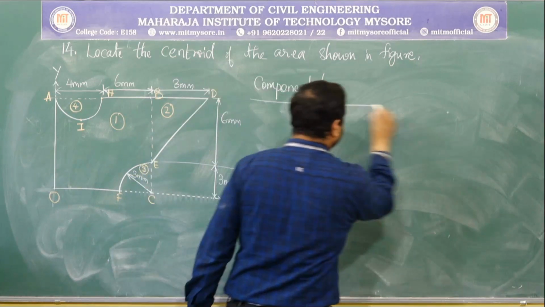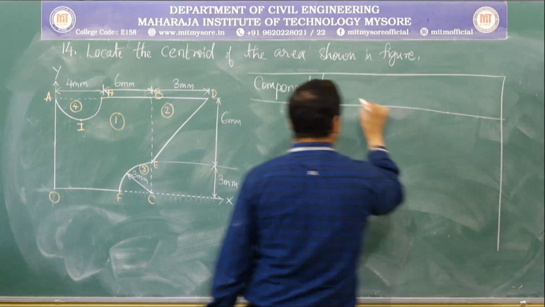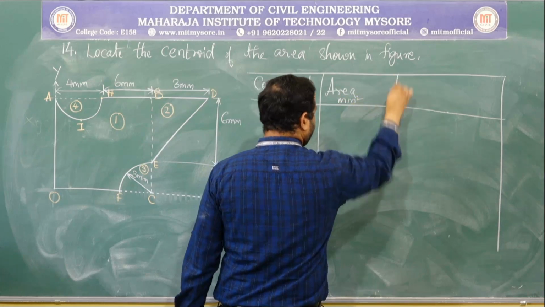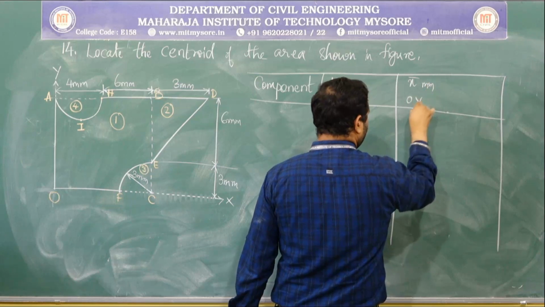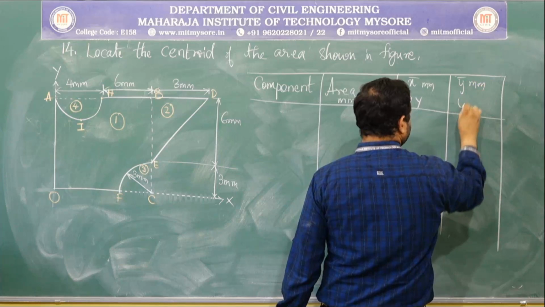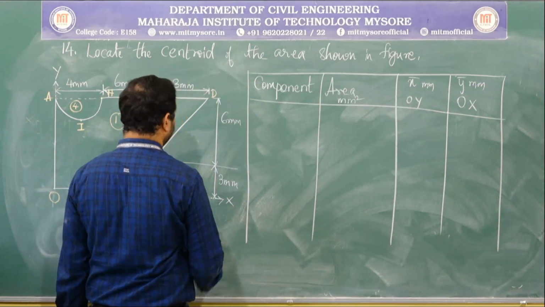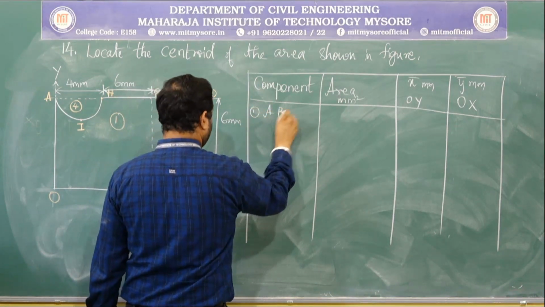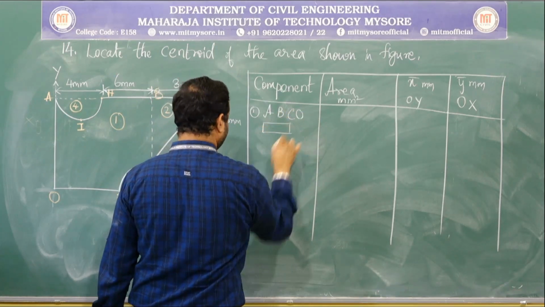Component, area, x bar in mm with respect to OY axis, y bar in mm with respect to OX axis. Component 1, A, B, C and O, is a rectangle.